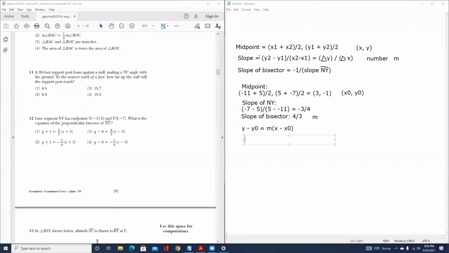So our final equation will be y plus 1 equals 4/3 times x minus 3. And we're going to add 1 because it's the same thing as subtracting -1. So this is your final equation, and this is identical to choice 1.